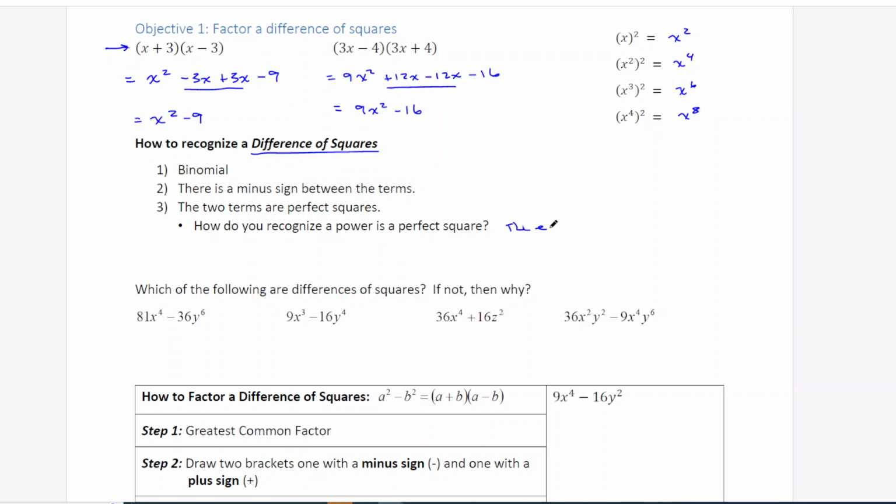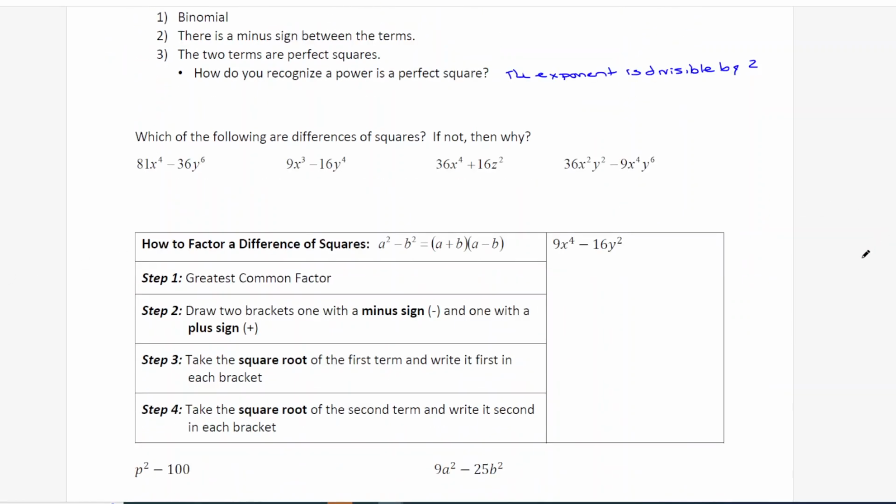The exponent is divisible by 2. And I write it like that instead of saying it's even because I want you to think about the fact that to take a square root, you divide the exponent by 2. So let's look at these 4 examples and determine whether they are differences of squares or not.